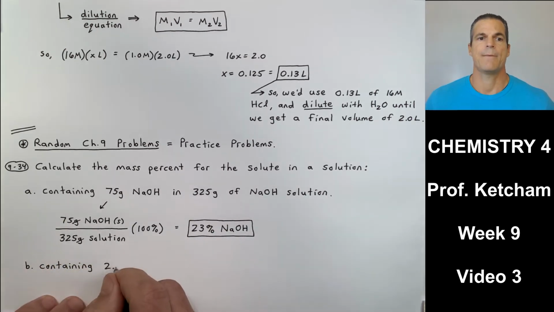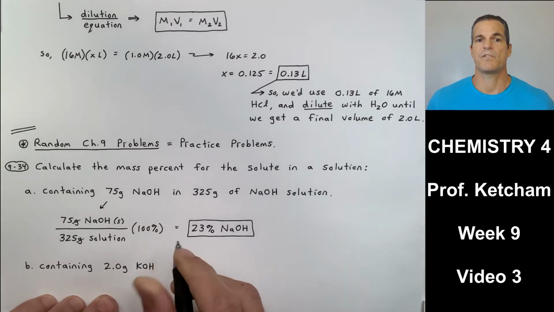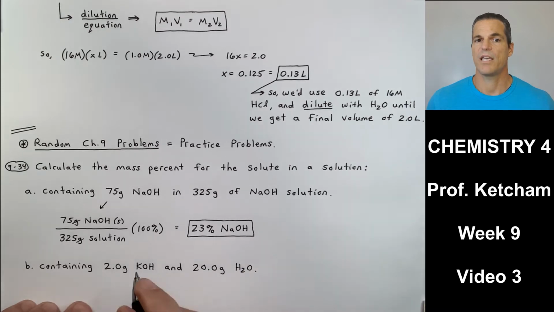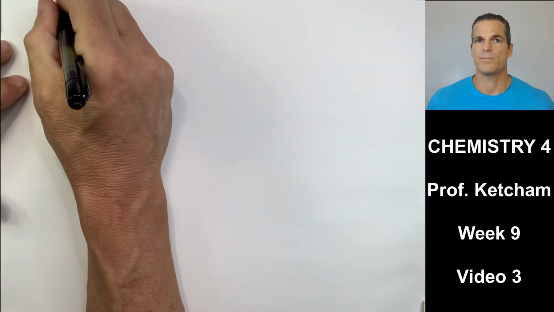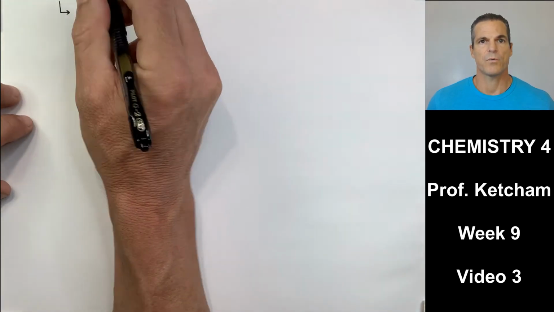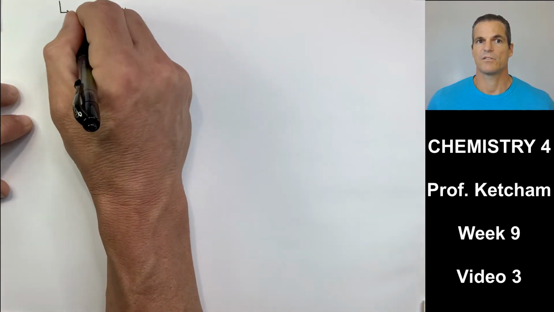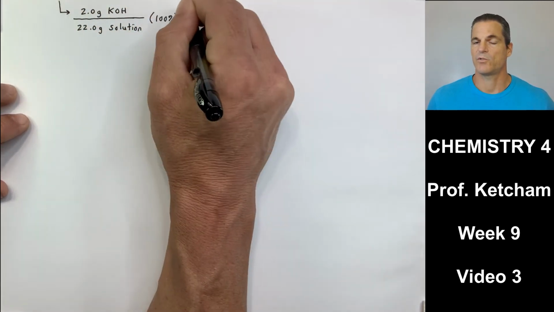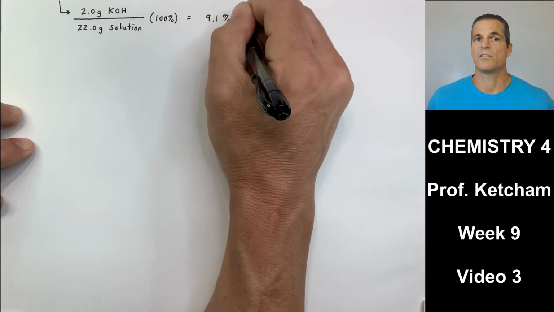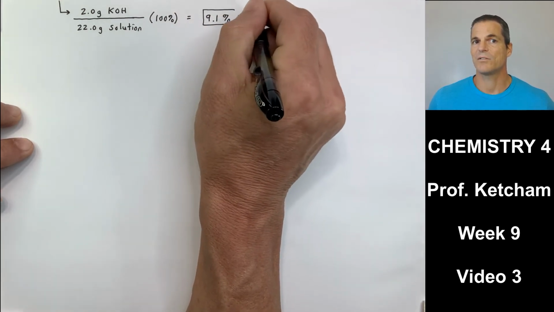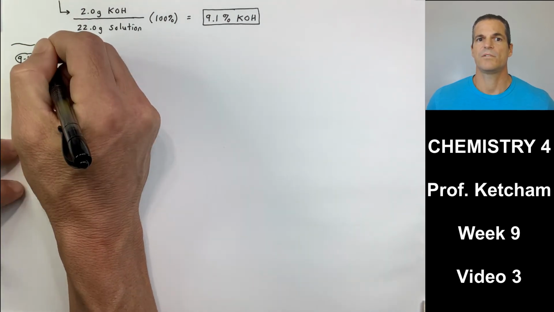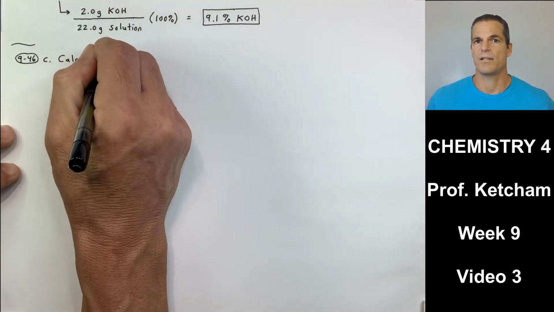Not just 23%, but 23% NaOH. Don't forget that, okay? So we also want to calculate the mass percent for the solute in a solution containing 2.0 grams KOH and 20.0 grams of water. Note that it says 20.0 grams of water. Water is the solvent. The solution is a KOH solution. That's why my denominator here is 22. So the solution is the 2 grams of KOH plus the 20 grams of water. 2 divided by 22 times 100, 2 sig figs, 9.1% KOH.